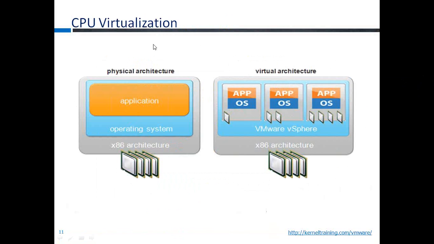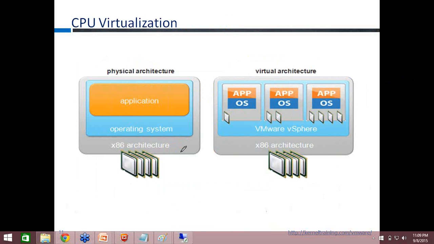Right. So here we are talking about CPU virtualization. You can see there are 4 CPUs. Let us say the 4 CPUs you have here are actually dual core CPUs. This is core 1, this is core 2. Physically, how many CPUs do you have? Only 4.